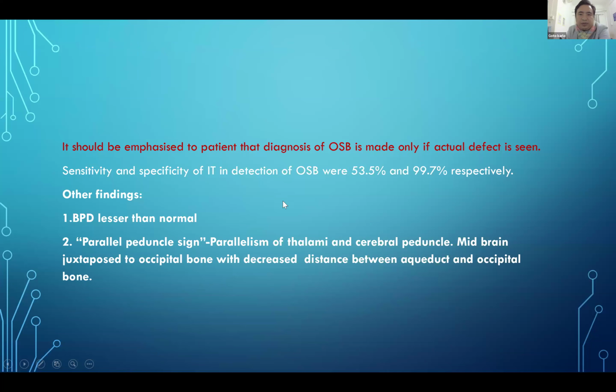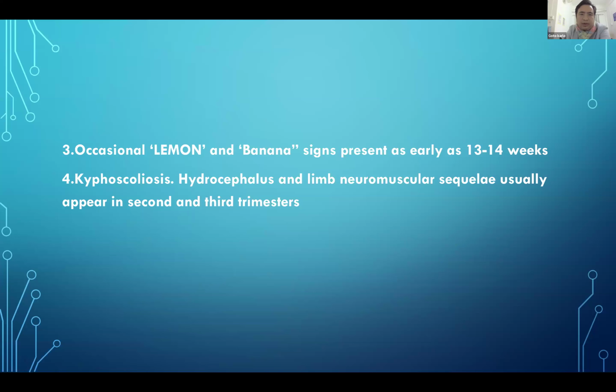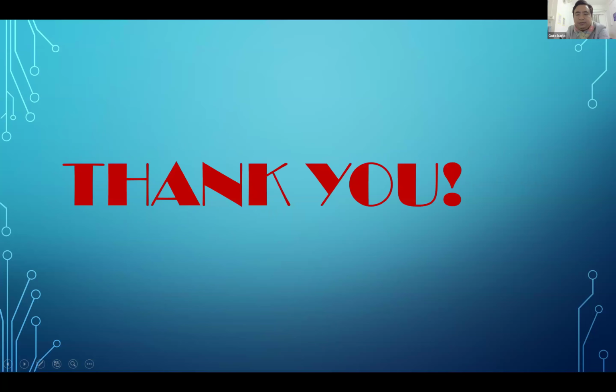It should be emphasized to the patient that the diagnosis of OSB is made only if you can see the actual defect, and not by the intracranial findings alone. Occasionally, we can also see a lemon sign and banana sign at the age of 13 to 14 weeks. Associated kyphoscoliosis, hydrocephalus, and limb neuromuscular sequelae are usually seen in the second and third trimesters. Thank you.